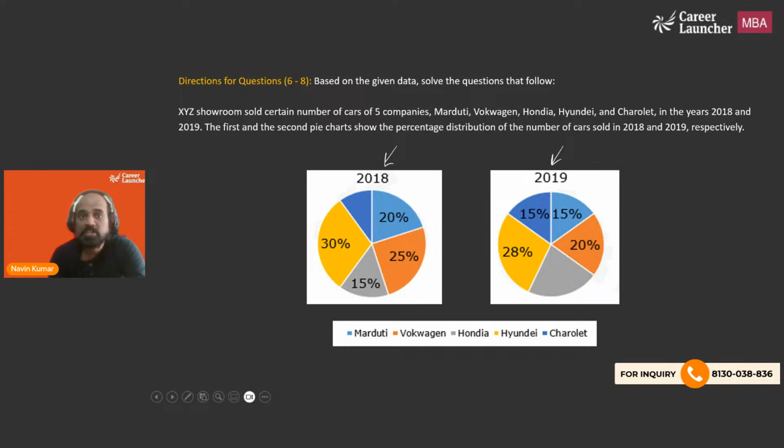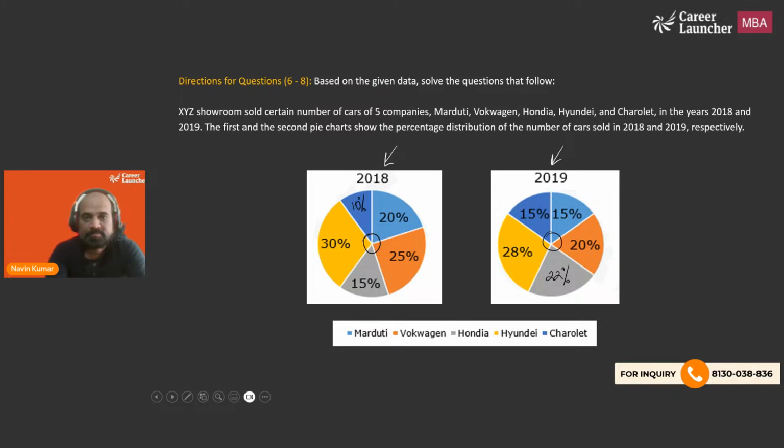The first and the second pie chart show the percentage distribution of the number of cars sold in 2018 and 2019 respectively. So the blue one is Maruti, orange is Volkswagen, Honda is the gray one, Hyundai is the yellow one, and the navy blue is Chevrolet. The total should be 100%, out of which if we calculate this, this is 90%, so this is supposed to be 10%. Same for 2019, the overall should be 100. If you calculate this, this is going to be 50 and 78, so this is going to be 22%.